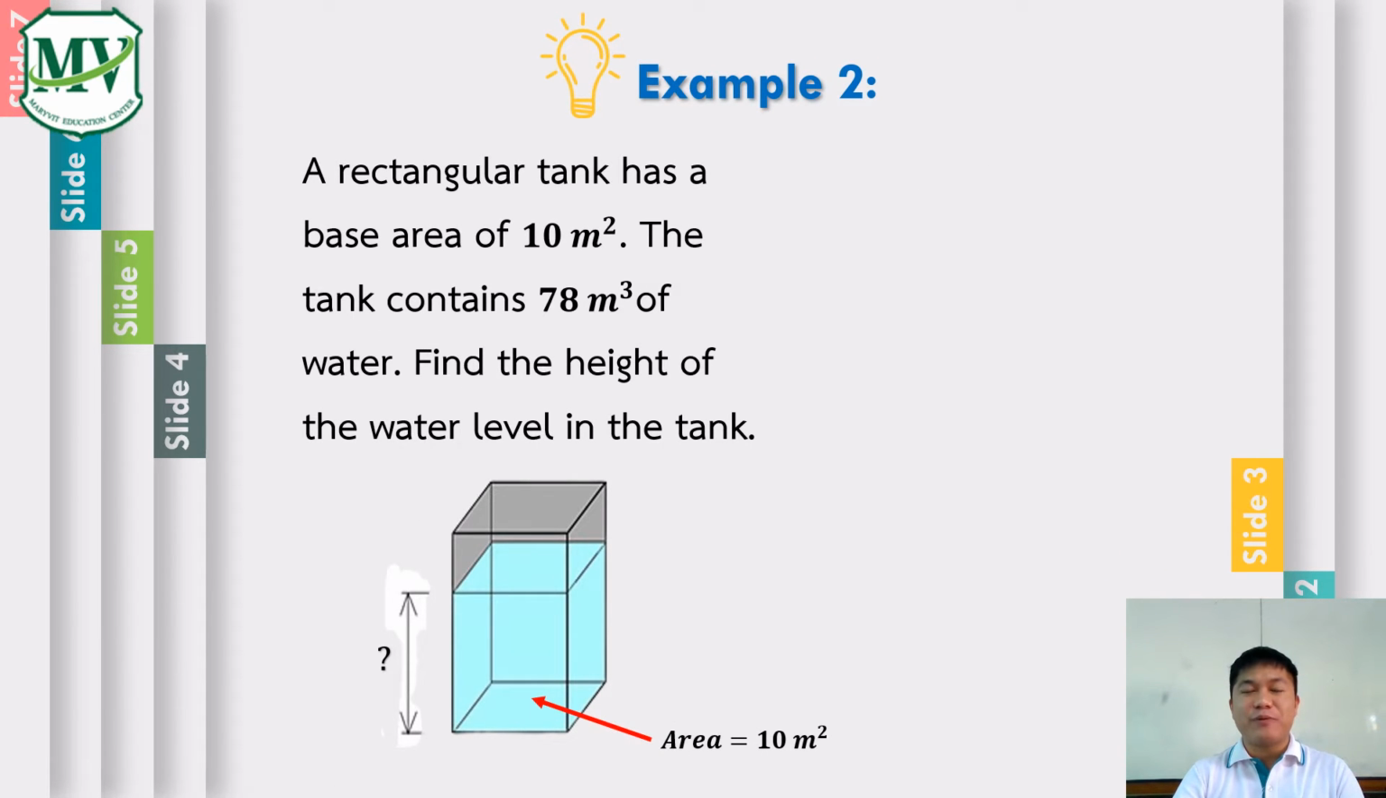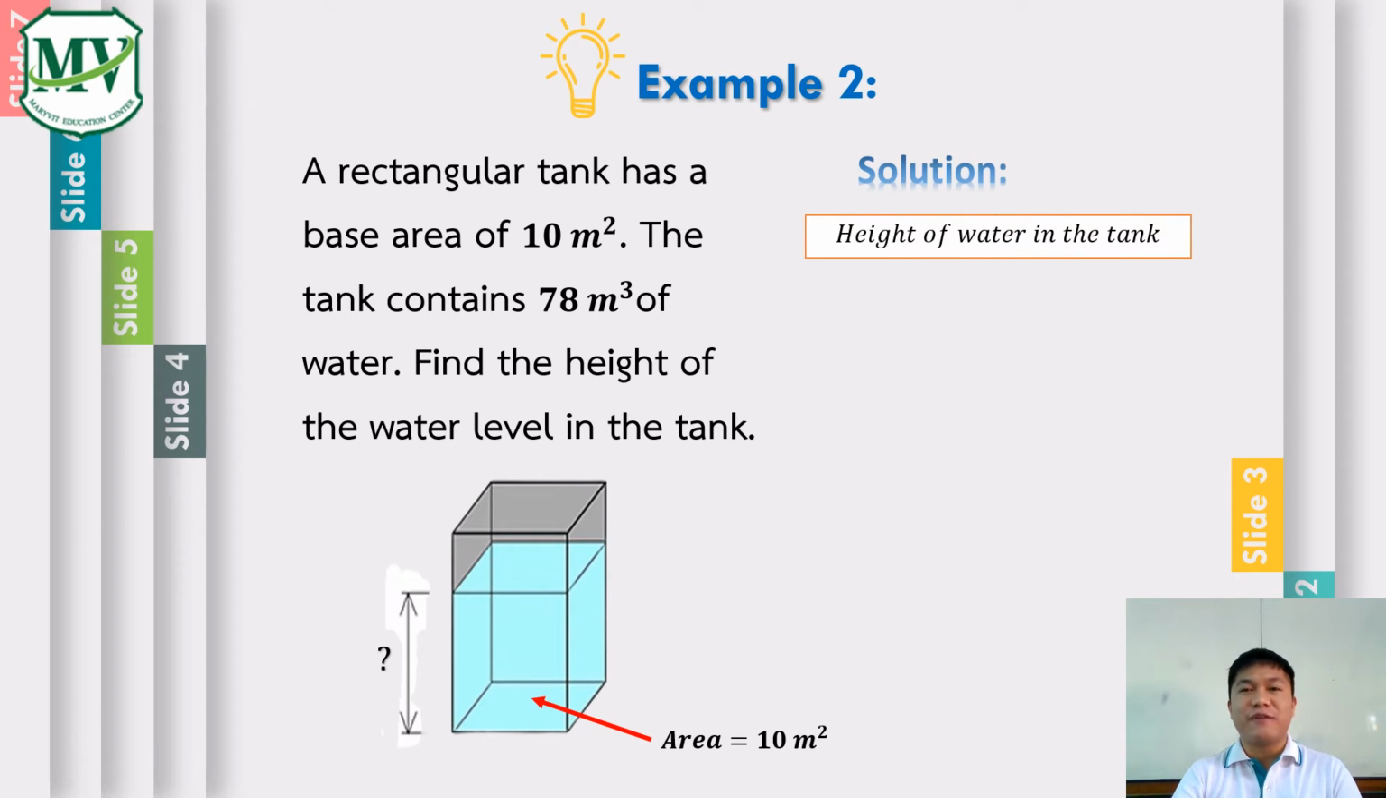Let's have example number 2. A rectangular tank has a base area of 10 square meters. The tank contains 78 cubic meters of water. Find the height of the water level in the tank. In doing the solution for this problem, we can use the formula in solving for the volume of the cuboid, which is volume is equal to length times width times height.